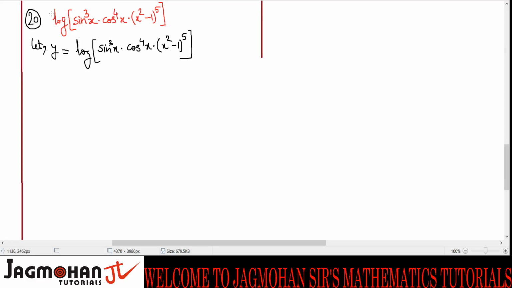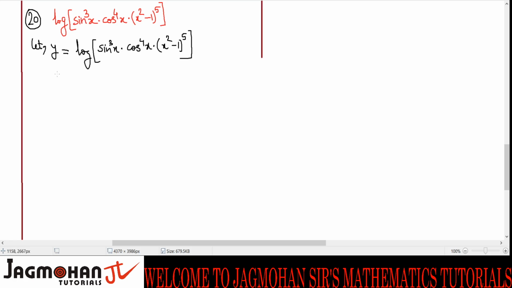Okay, students, see here, question number 20. In this question, we have a function of x as log of sine cube x multiplied to cos raised to 4x multiplied to x square minus 1, the whole raised to 5. To differentiate this, I write it as equal to y.